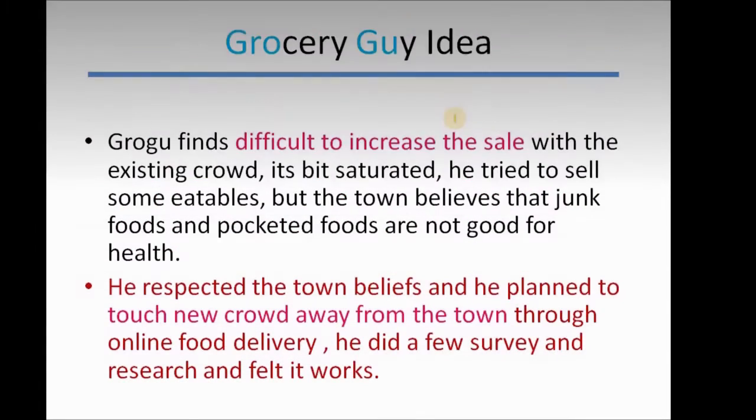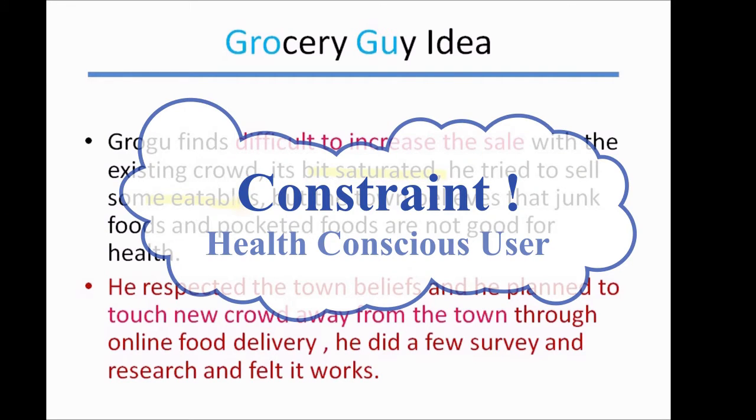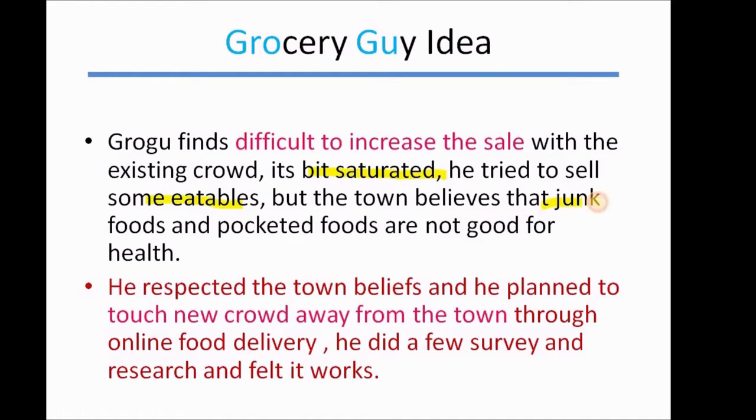Grogu worked hard to check whether there was any possibility to increase the sales, but he felt a bit saturated. He also tried to sell some eatables, but the town people are very health conscious and don't want to take any junk foods. So Grogu thinks there must be a new way to reach a new crowd away from the town, and the idea he got is all about online food delivery.